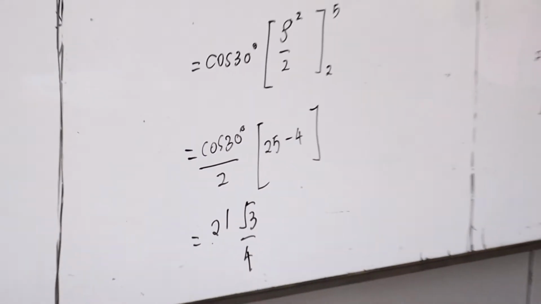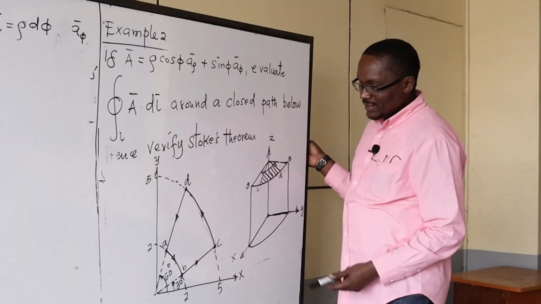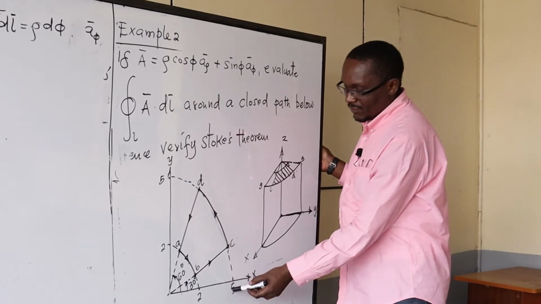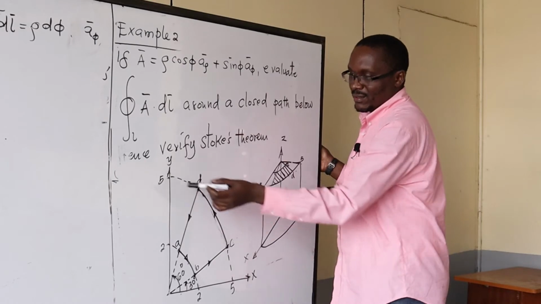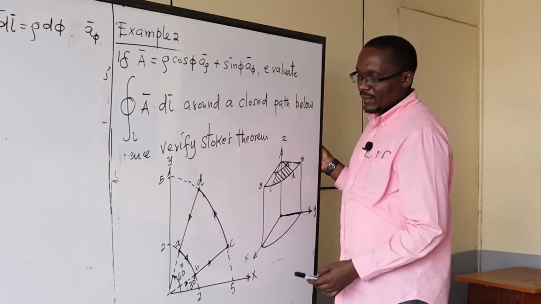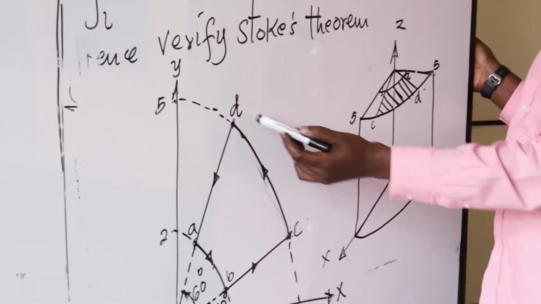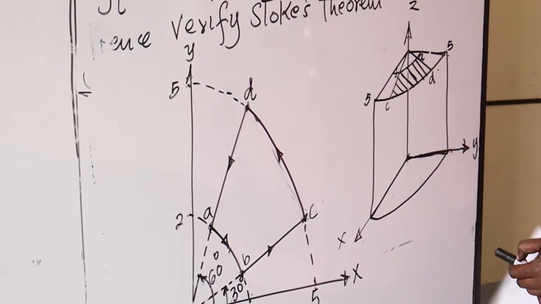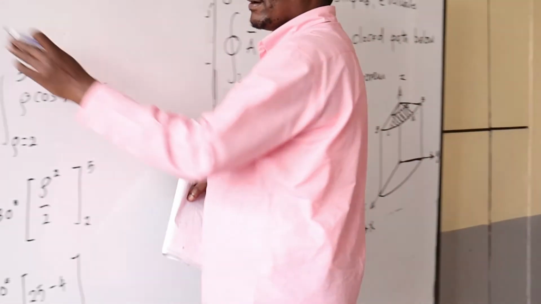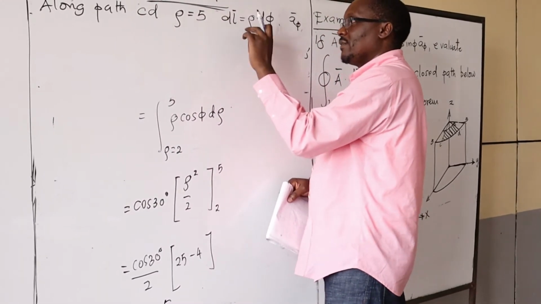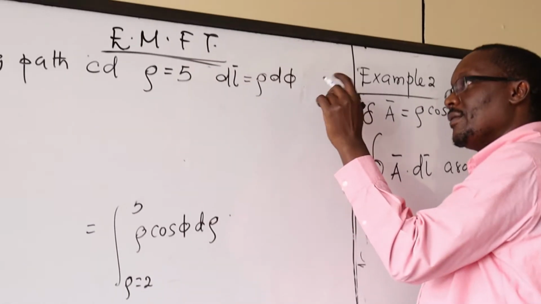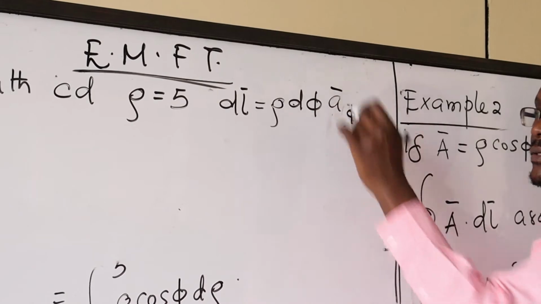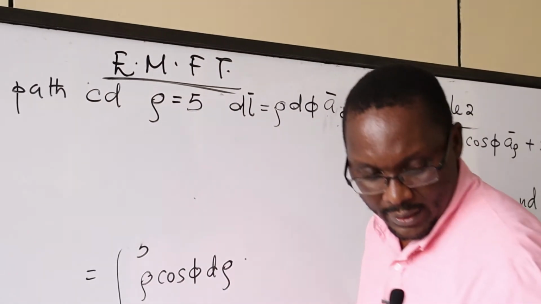Now next it's along path CD. Along path CD, 5 is constant, which is our radius. Then what is changing is the angle from C to D. We can see our angle here is 30. Then the angle at this point is 60. So then we have rho equals 5, and dl will be rho d phi, and the direction is A phi, like so.